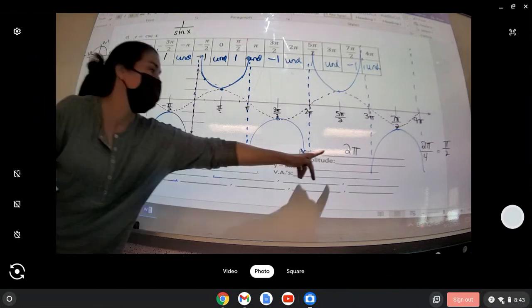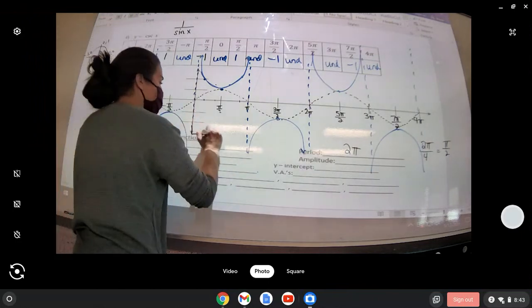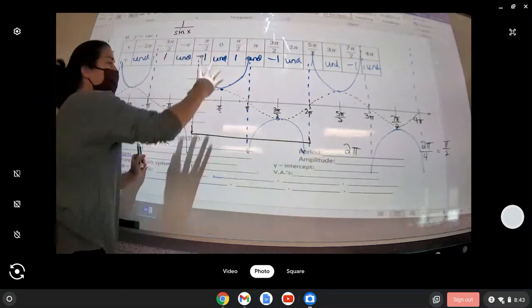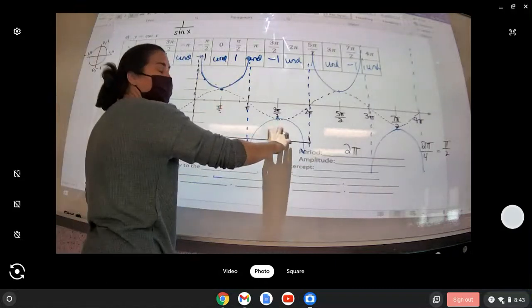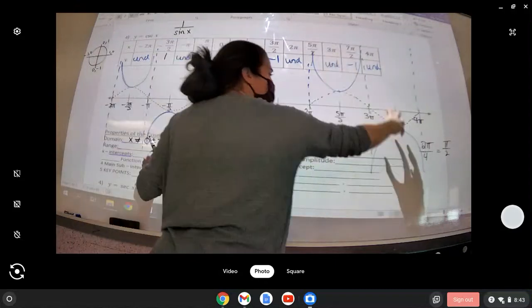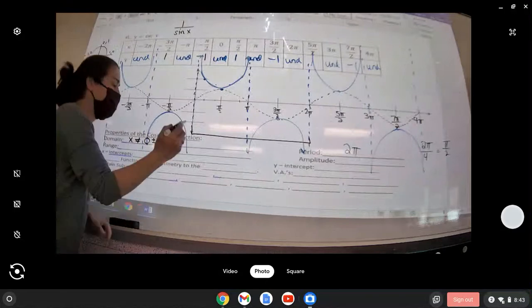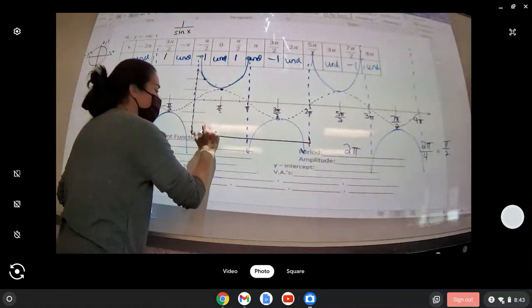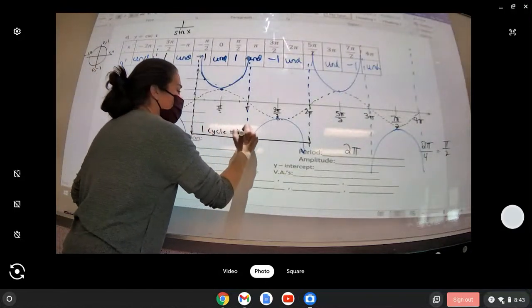All right, our period is still 2 pi. It still takes from 0 to 2 pi to create one parabola up and one parabola down. And then we're back to repeating. Parabola up, parabola down. All right, so it still takes 2 pi to create one cycle or one period.